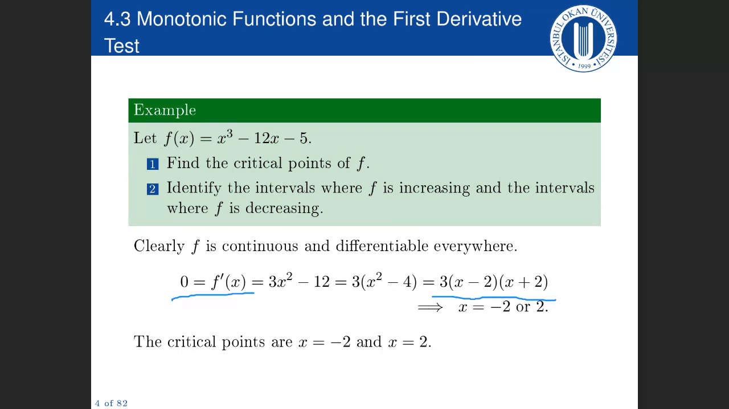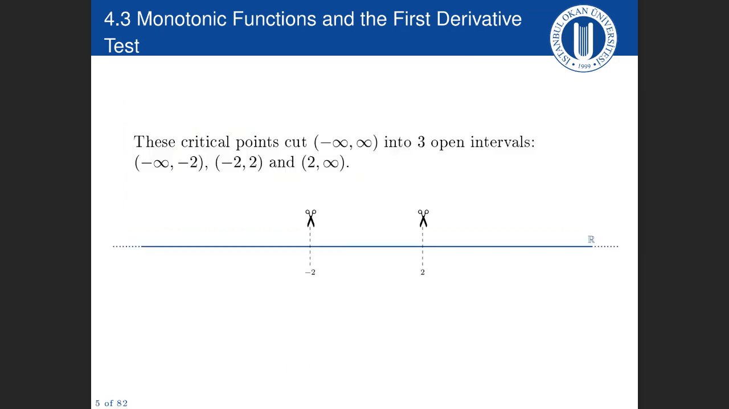Question 2, find the intervals where f is increasing and the intervals where f is decreasing. Well, remembering where we have our critical points, minus 2 and 2, we want to take our real line and cut it at the critical points. So I'm going to make a cut at minus 2 and a cut at 2. After I've done these cuts, I have 3 open intervals: from minus infinity to minus 2, from minus 2 to 2, and then from 2 to infinity. We're going to look at the behavior on each of these new sub-intervals.